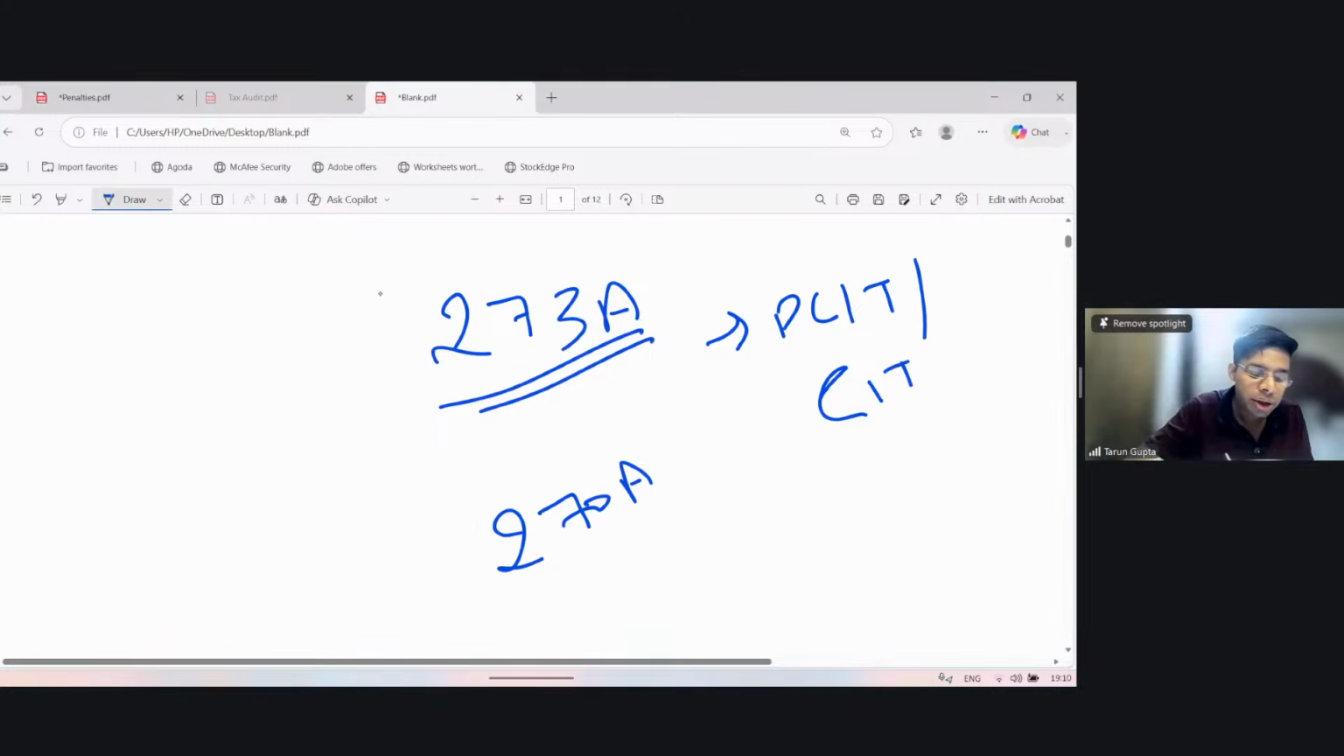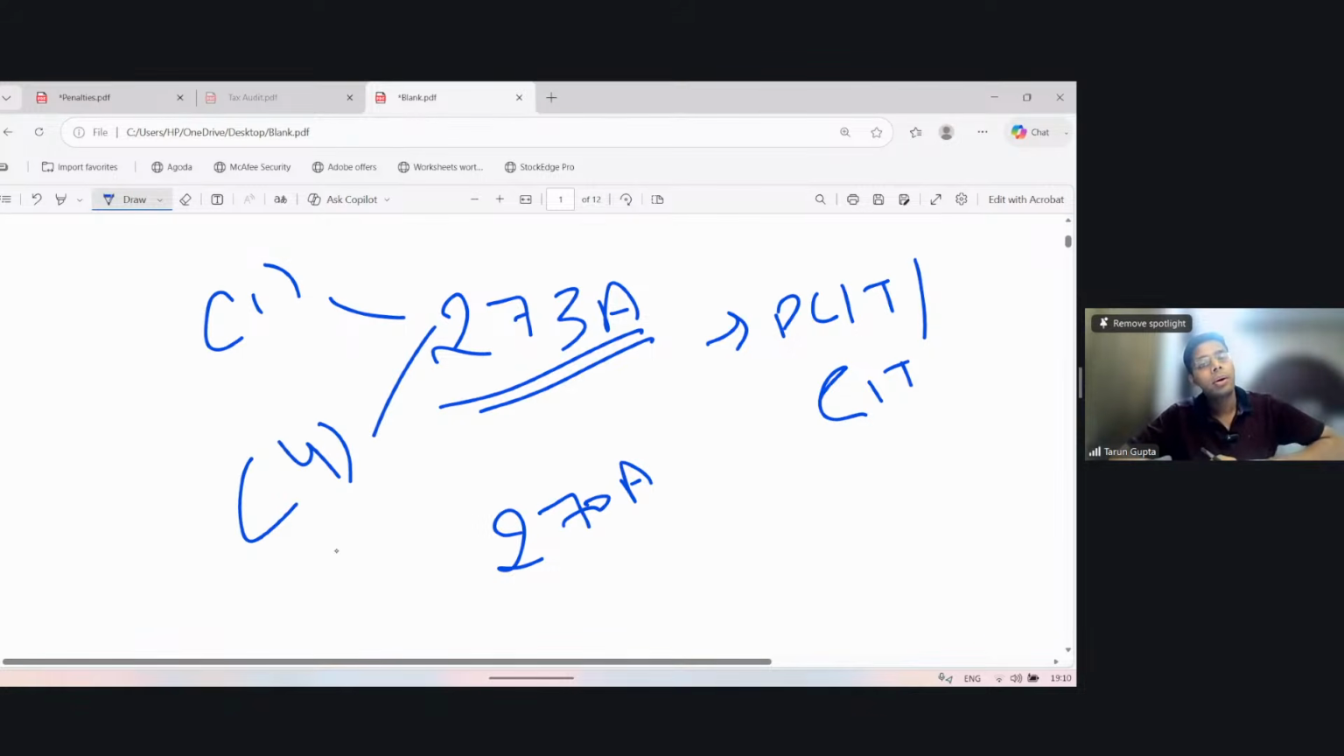Okay. There were two sections, subsection 1 and subsection 4. So subsection 1 was once in a lifetime, and subsection 4 is not there in such condition. Okay. So under 273A, the assessee can approach the CIT or PCIT for reducing or waiving the penalty. But some conditions have to be fulfilled. Okay. So what are these conditions?